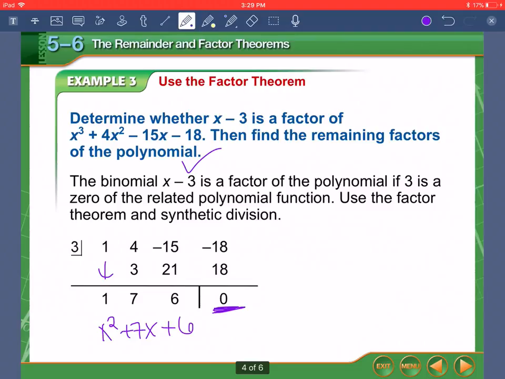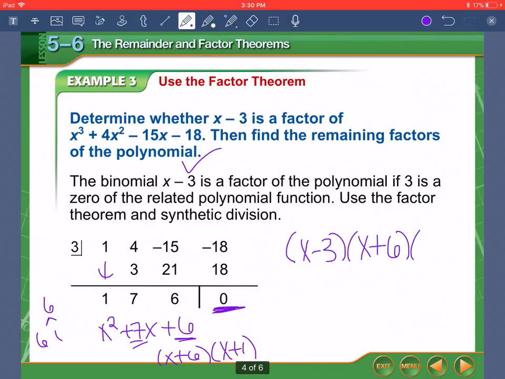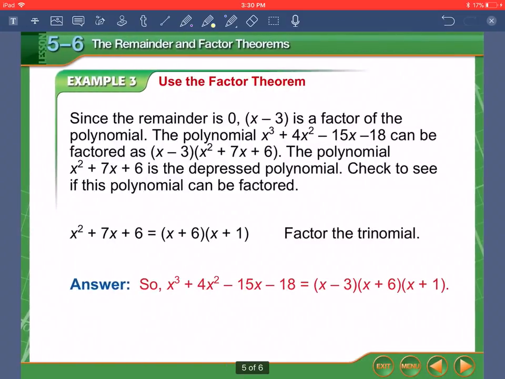So we can actually factor this quadratic like normal. I need factors of positive 6 that add up to positive 7, which are 6 and 1, which means this factors to be x plus 6, x plus 1. So I factored this polynomial completely. So x cubed plus 4x squared minus 15x minus 18 factors down to be x minus 3, x plus 6, x plus 1. This is just showing the exact same thing that I just got done doing.